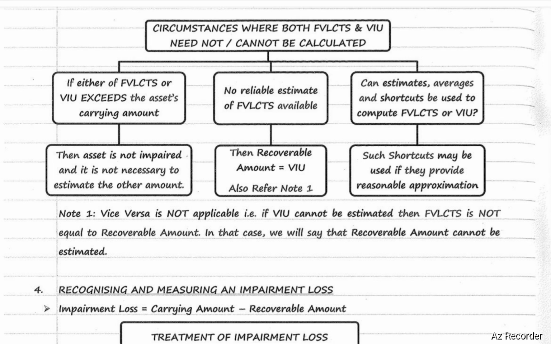Next, the second situation: if no reliable estimate of fair value less cost to sell is available, then recoverable amount equals value in use. The vice versa is not applicable. That is, if value in use cannot be estimated, then fair value less cost to sell is not taken as the recoverable amount. In that case, we will say that a recoverable amount cannot be estimated. Third situation: can estimates, averages, and shortcuts be used to compute fair value less cost to sell or value in use? Such shortcuts may be used if they provide a reasonable approximation.